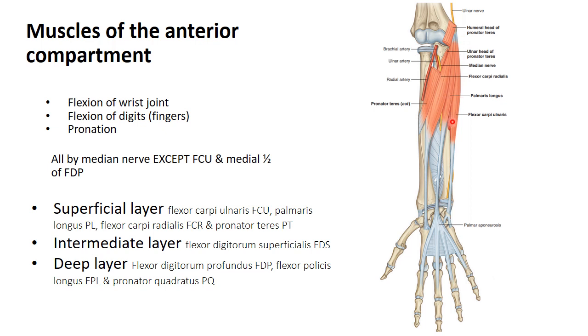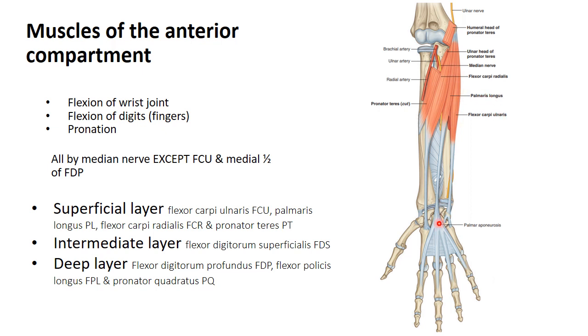Now, to divide the layers: first we have the superficial layer, then the intermediate layer, and lastly the deep layer. In the superficial layer, we have 4 muscles, from medial to lateral: flexor carpi ulnaris, palmaris longus, flexor carpi radialis, and lastly pronator teres. If you focus on the names, they will give you an idea of the action. For example, flexor carpi ulnaris: flexor because it flexes, as it is in the anterior or flexor compartment. Carpi means it flexes the wrist, the carpal. Ulnaris because it is on the ulnar side.